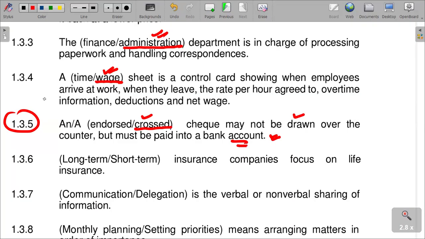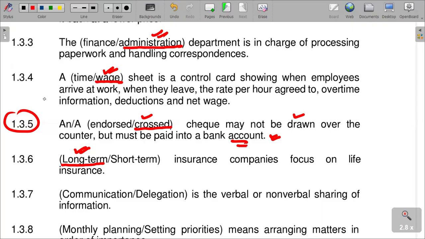Number 6, dash insurance companies focus on life insurance. We are talking about long and short term. It is long-term insurance companies that focus on life insurance. They cover on a long-term basis, so life insurance is under long-term insurance companies.